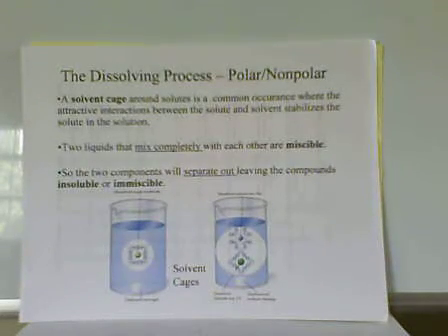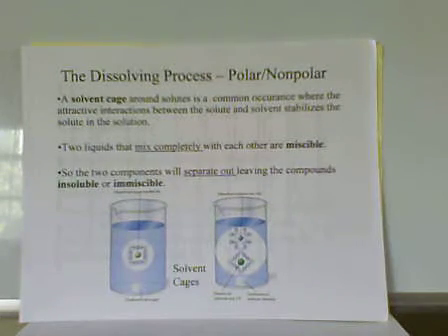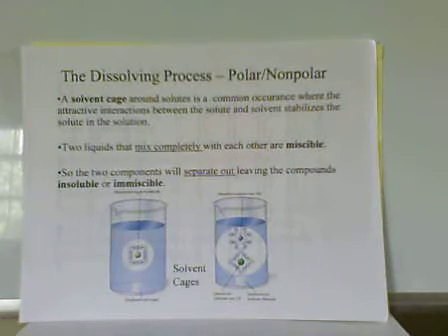So when we dissolve things in polar solvents, the solvent molecules will make a solvent cage around these solute particles. This will help keep the ions of table salt in solution. Otherwise, the positive and negative ions of table salt would attract each other and recrystallize out. But the water makes a solvent cage around them that keeps them in solution.